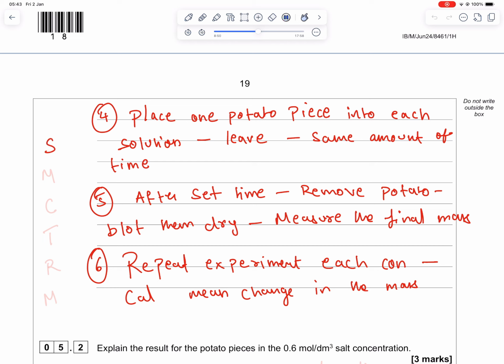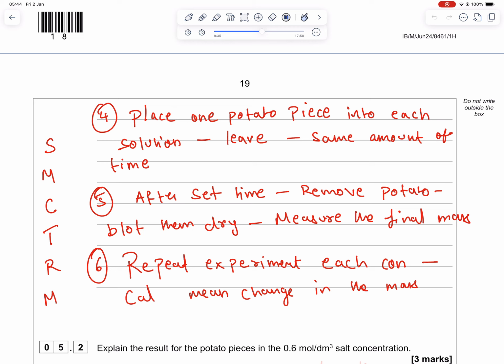Now, for this required practical, please write down the mnemonic SMCTRM, or the abbreviated shortcut. S for same size potato pieces. M for measure mass before and after. C, changed concentrations. T, time kept the same. R, repeats in different strengths of concentration. And M is the mean calculated. Now remember the examiner tips. You must mention the mass. You must mention the repeats.